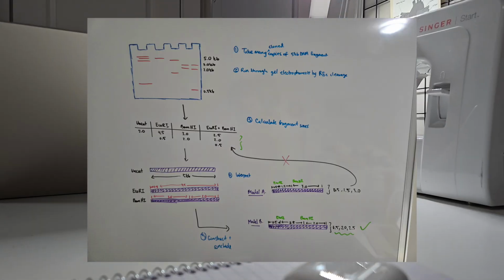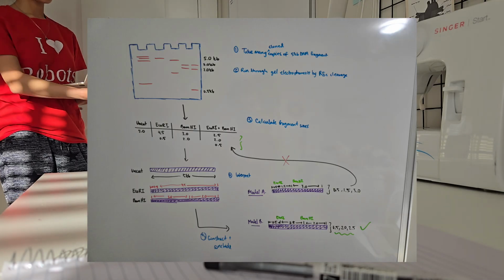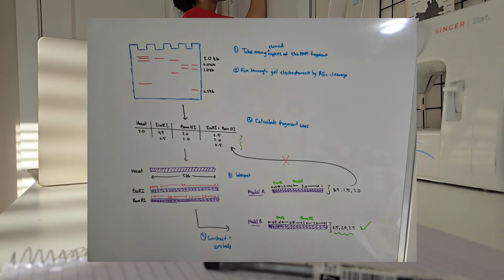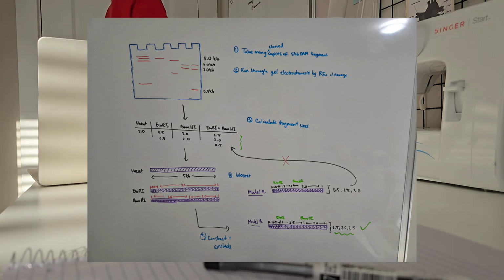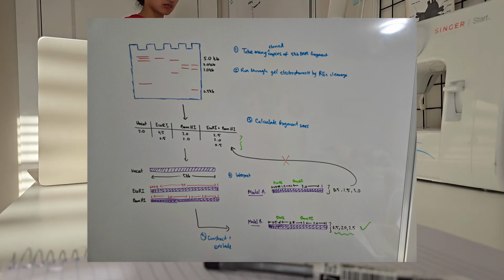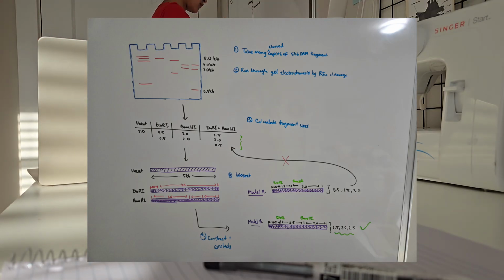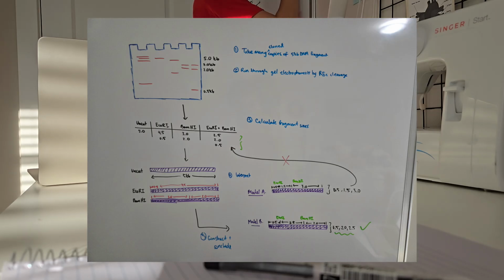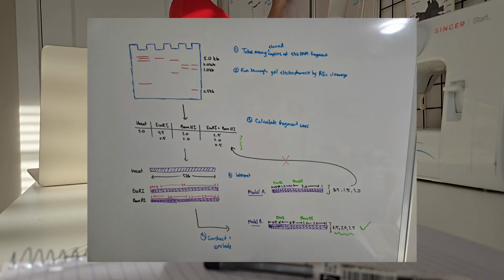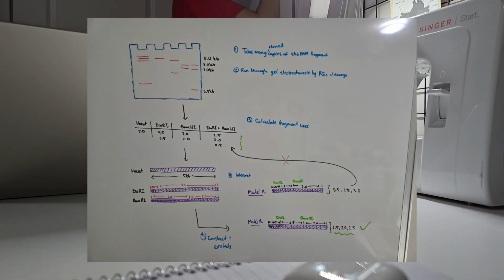As you can see here, we have taken our cloned copies of our 5 kb DNA fragment and run them through gel electrophoresis after restriction enzyme cleavage. After that, we're going to calculate our fragment sizes. You don't have to worry about that, but we're going to be interpreting them. From our little table, we have our uncut DNA at 5.0 kb, our E. coli restriction enzyme cuts at 4.5 and 0.5 kb. Then we have cuts from a BAM restriction enzyme at 3.0 and 2.0 kb. And then we have both enzymes acting on the cloned copies at 2.5, 2.0, and 0.5 kb.